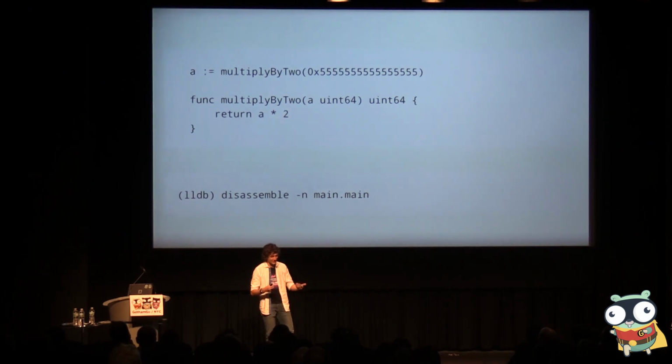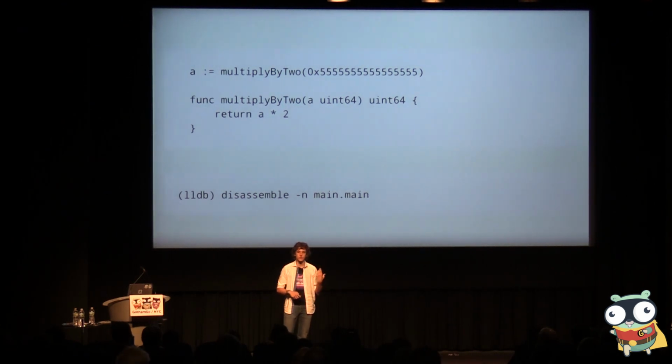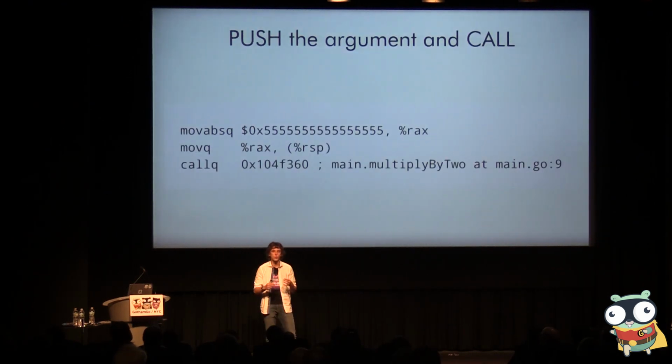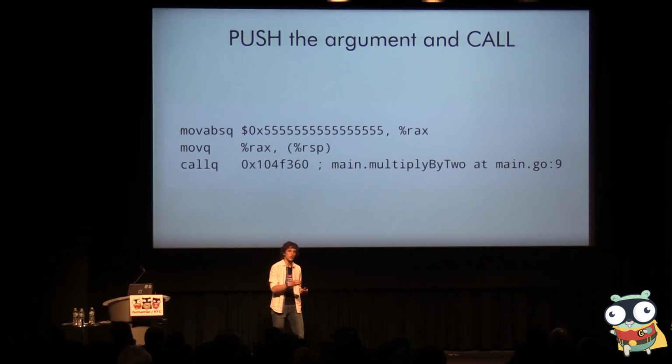But we'll take it, compile it with Go, and disassemble it. Our argument is that string of 5s. So the first thing we look for is that string of 5s. And we find that being loaded and copied directly into the stack. So what we learn is that arguments are passed by passing them to the stack.